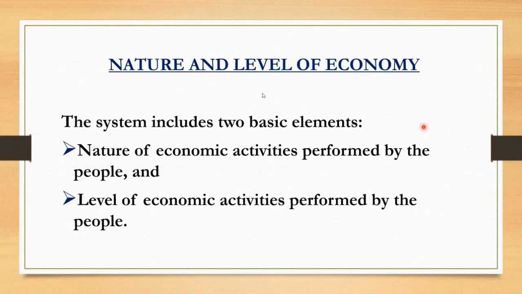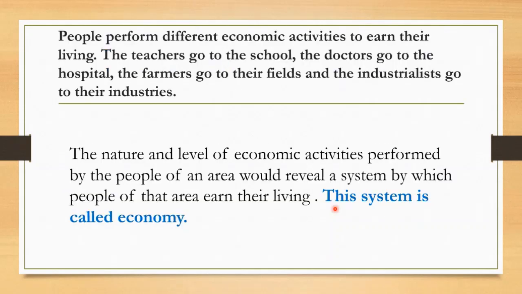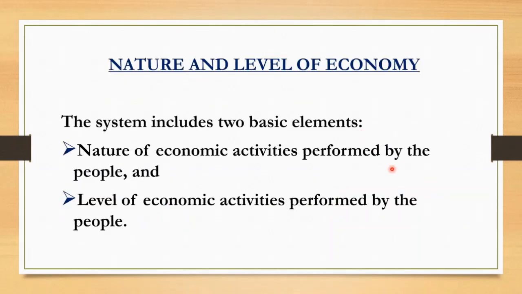Now let us understand the nature and level of economy, as how a system is classified into these two. Nature of economic activities performed by the people, and the second is level of economic activities performed by the people. Let us understand this. Nature of economic activity reveals the nature of economy, and the level of economic activity reveals the level or state of the economy, whether it is developed or underdeveloped.